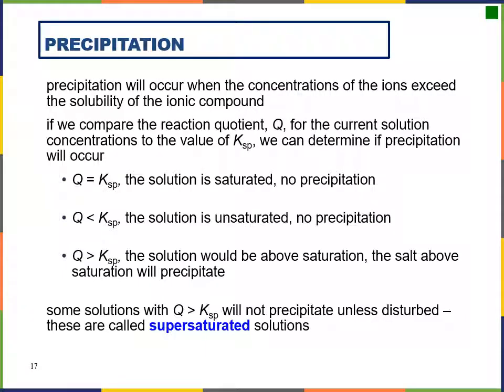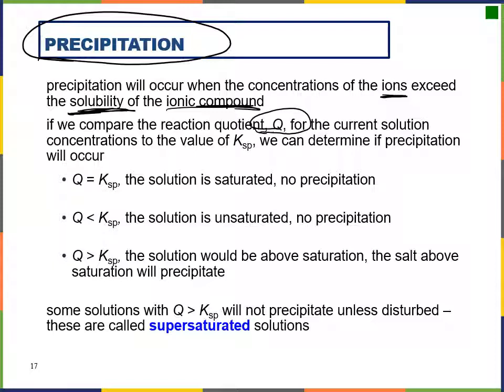So the last thing we're going to consider in this chapter is precipitation. Precipitation is going to occur when the concentrations of ions in our solution exceed, or are greater than, the solubility of the ionic compound. Well, how are we going to do this? We're going to go straight how we've always been doing it. We're going to calculate a Q from the initial concentrations and compare it to what the KSP is.